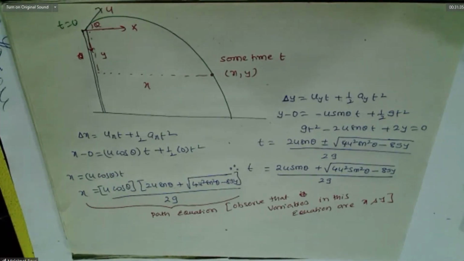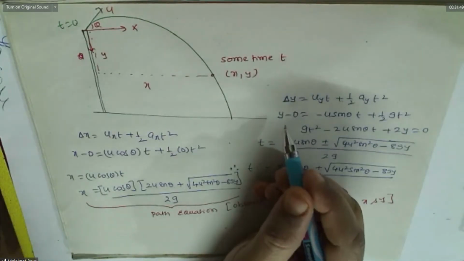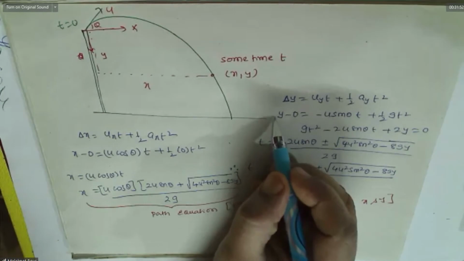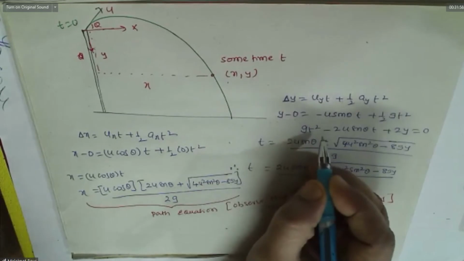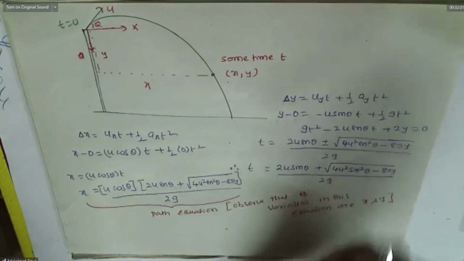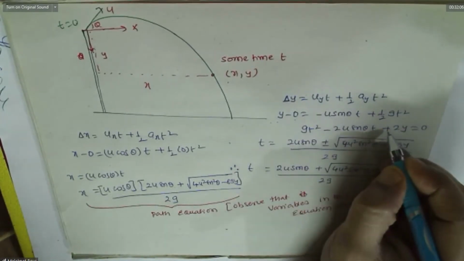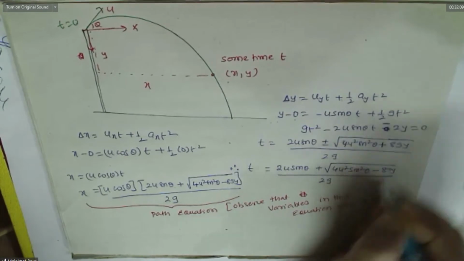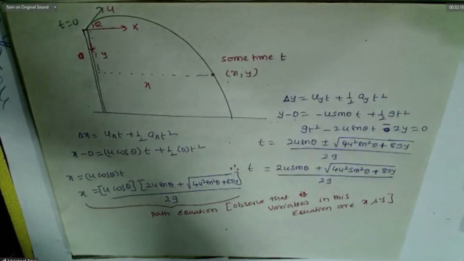Minus 2y will come now, sir, in delta y. Y minus 0, no? Final minus initial. Yes, sir. In the next step: g t square minus 2u sin theta t minus 2y. Correct or not? Yes, sir.